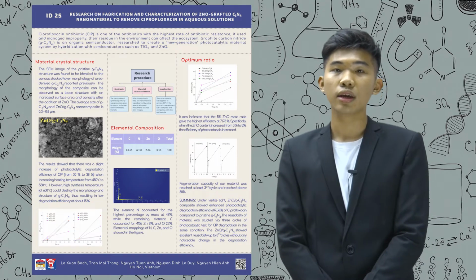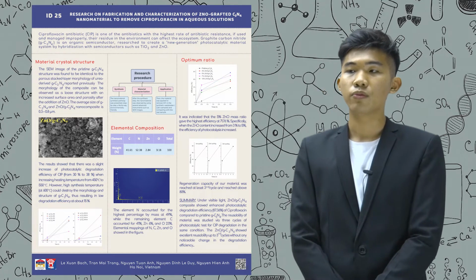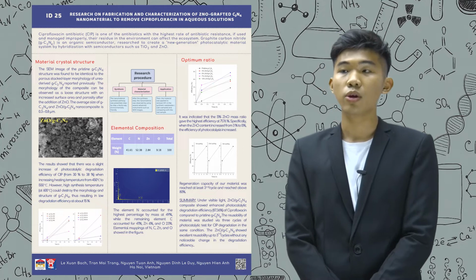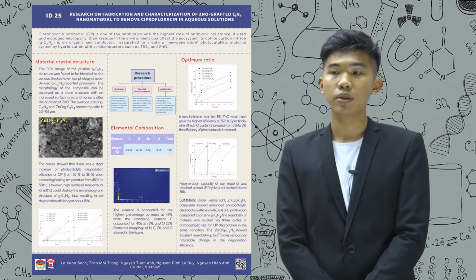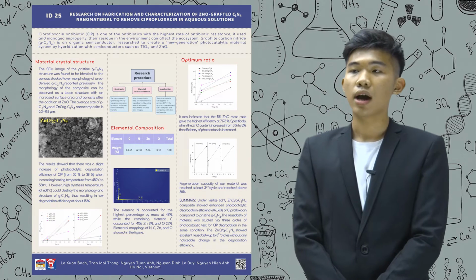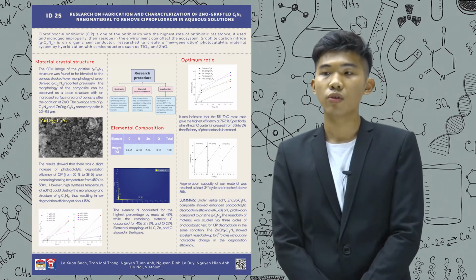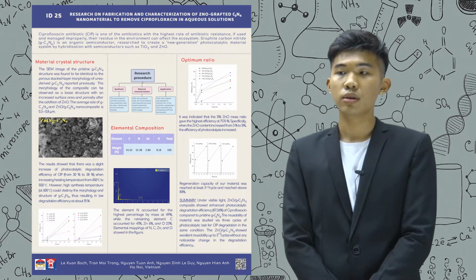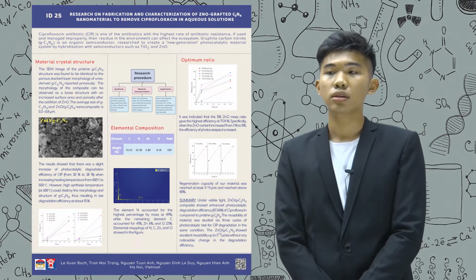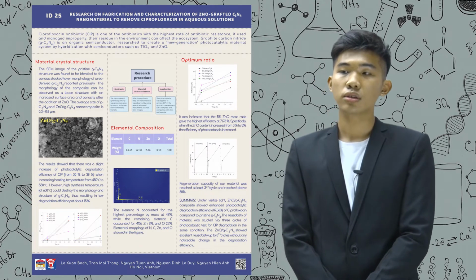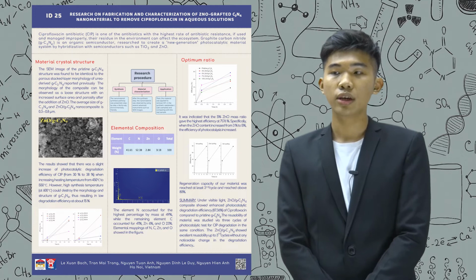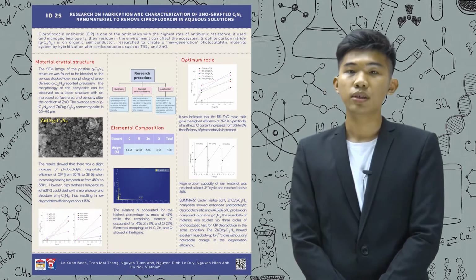38% when increasing the heating temperature from 450 degrees Celsius to 550 degrees Celsius. However, a high synthesis temperature of 600 degrees Celsius could destroy the morphology and structure of the C3N4, thus resulting in low degradation efficiency of about 15%.